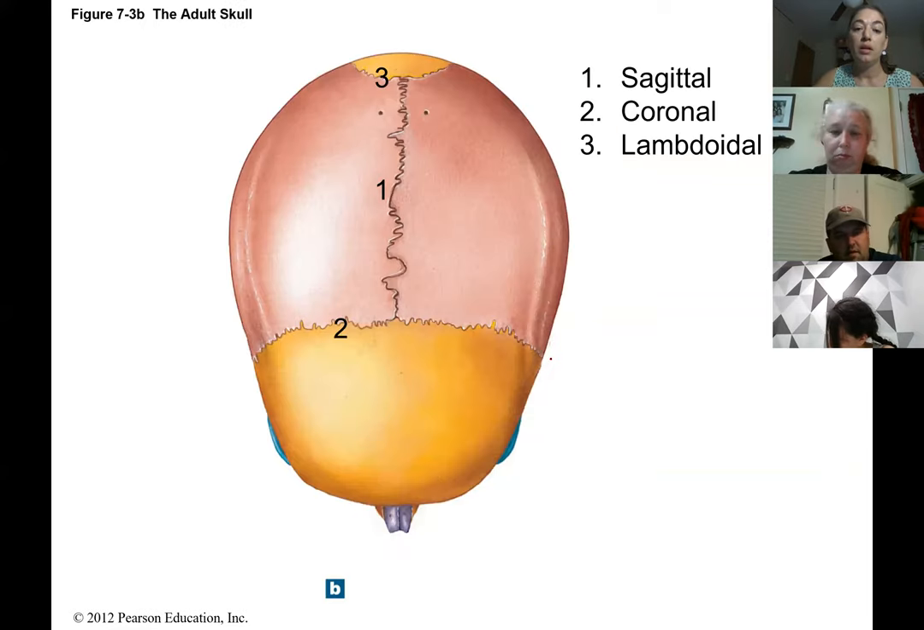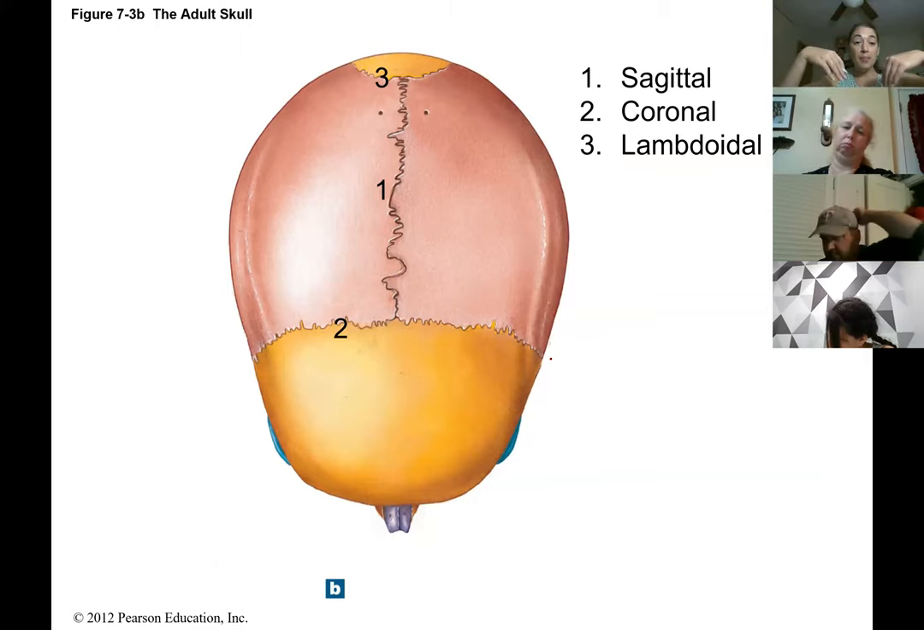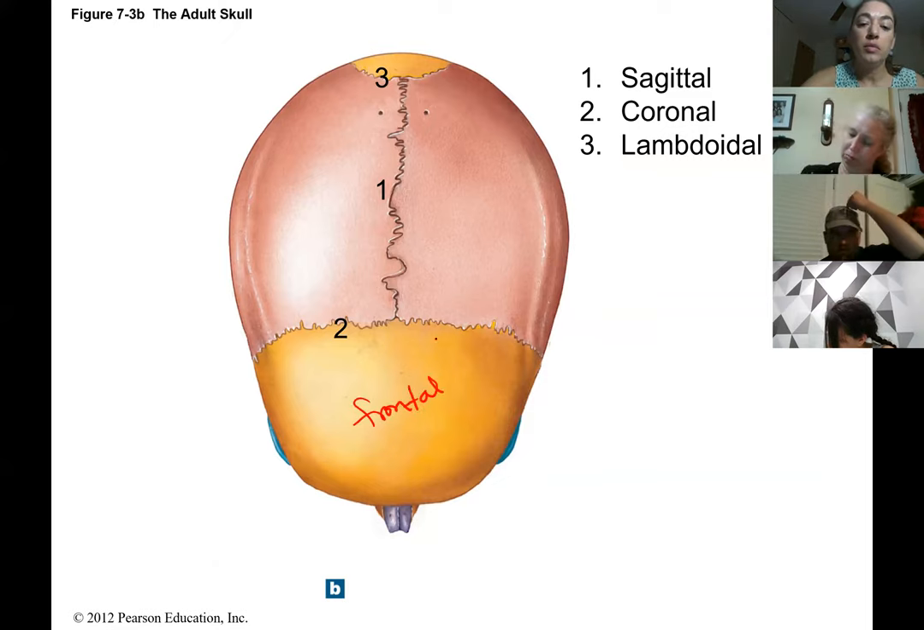Okay, a little bit more on sutures. So we're looking down on the top of the skull. So a superior view of the skull. Here's our frontal bone. Here's our parietal bone.